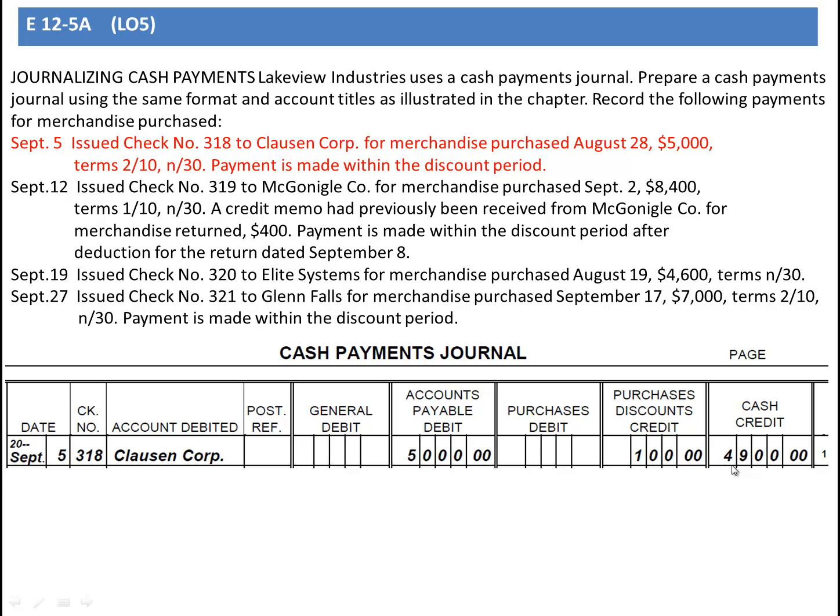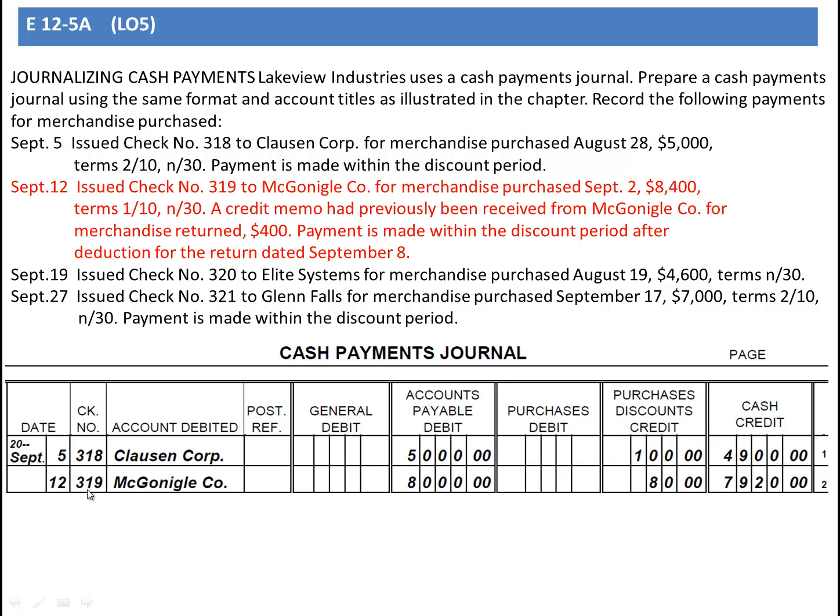Then on the 12th, we issue check 319 to McGonigal Company for merchandise that was purchased in the amount of $8,400, which had terms of 1/10, n/30. But you'll notice we're not debiting our accounts payable for $8,400 because if we read on, it says we also had a credit memo. Some items had been returned in the amount of $400. So $8,400 minus $400, that transaction has already been put into the journal. So we only actually owe $8,000 now because we already returned the $400, so we don't have to pay that $400.